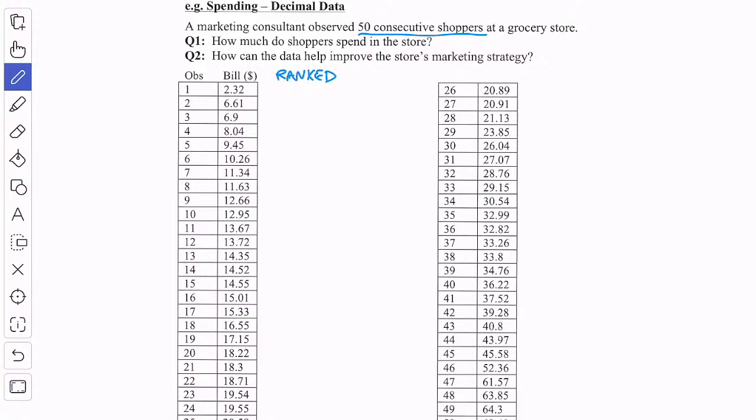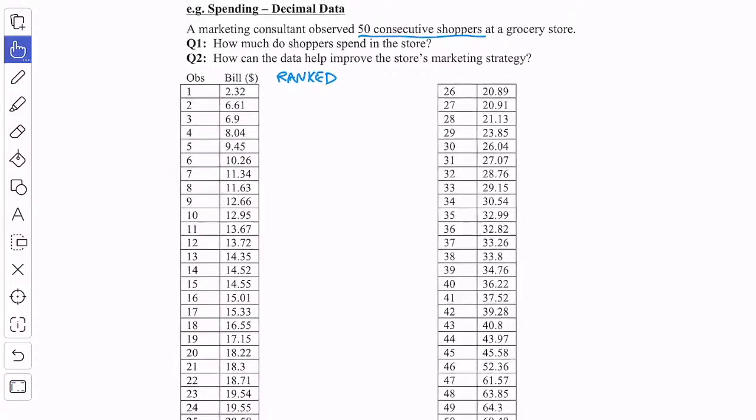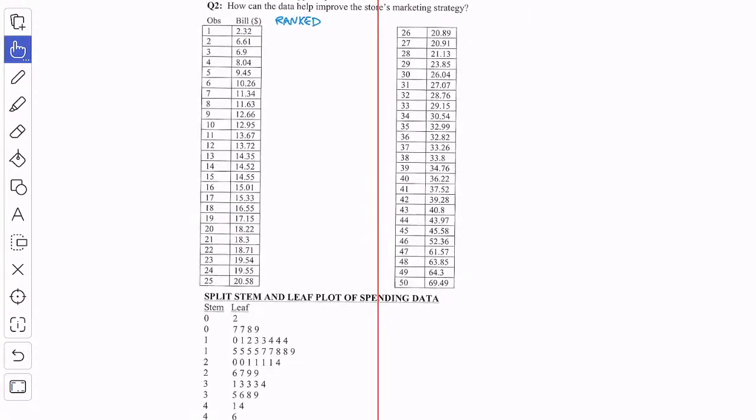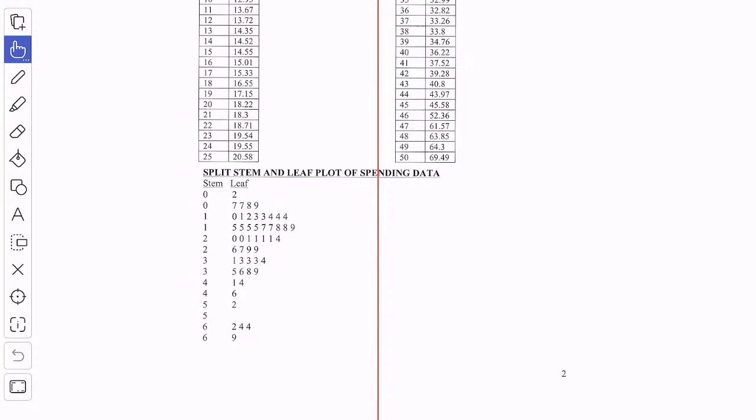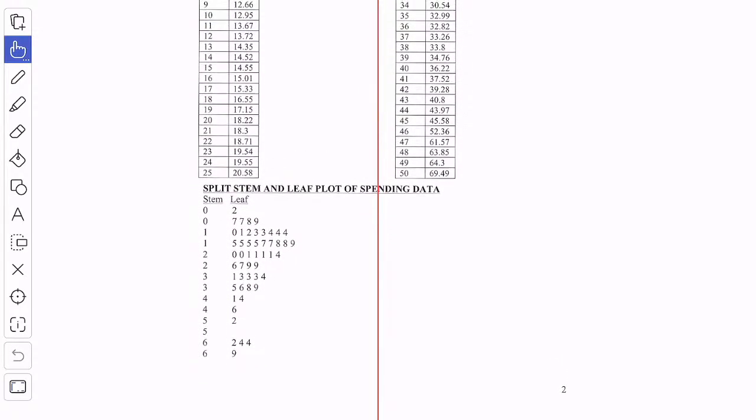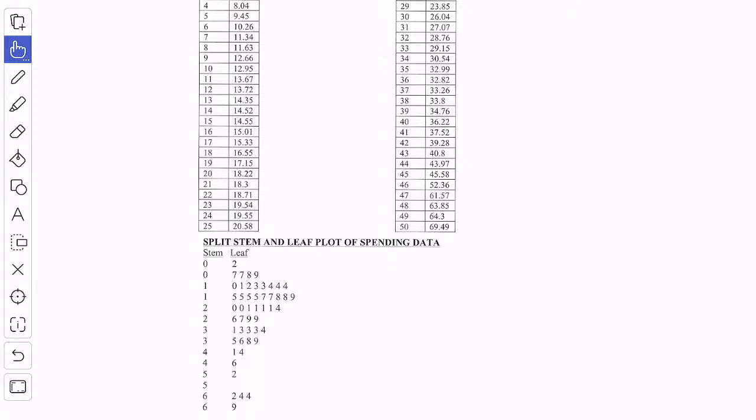So we begin with looking at the data. So here it is in order, and we have to decide how to display the data. Now I have 50 observations, so what I'm going to use is a stem and leaf plot. So this is the stem and leaf plot. What I'm going to do is I'm going to cut it out and bring it on the side.